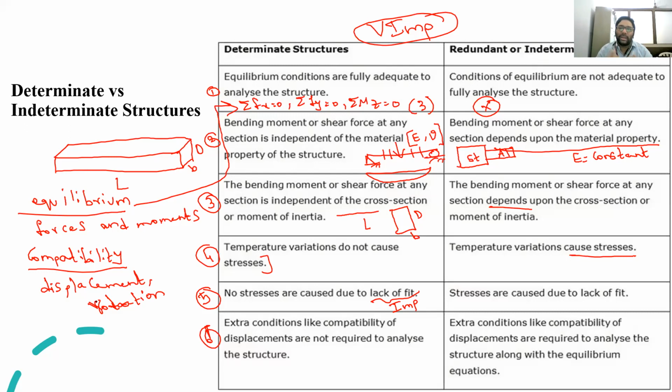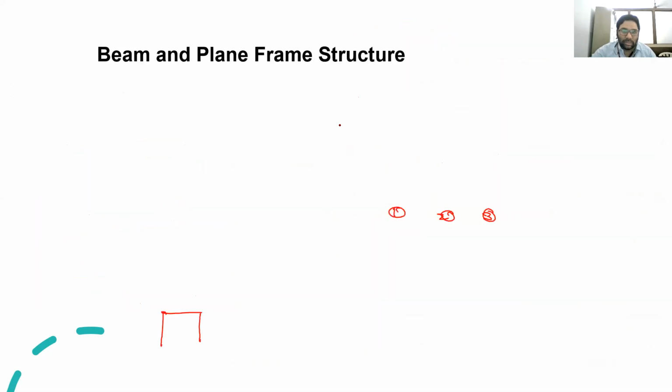So that's where compatibility and equilibrium are very important for indeterminate structures. If you want to know the difference between these two, this table will give a very good understanding. So this theory has to be read, and it is a very important concept.